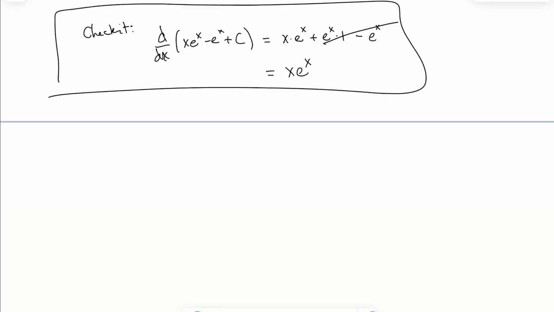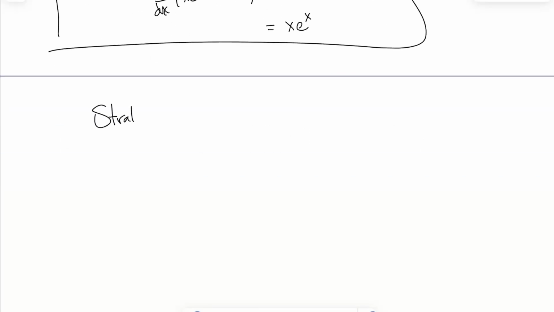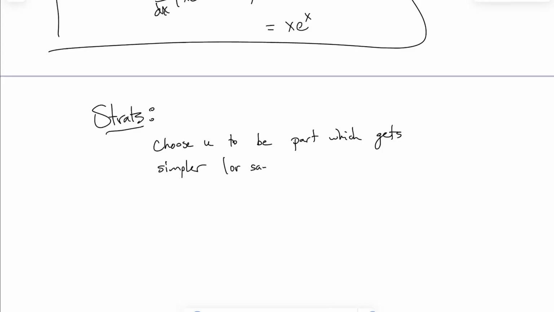So the general strategy here is, here's the strats, as the kids on Twitch say. The strats is choose u to be a part which gets simpler, or I'll say, or the same, when taking the derivative. That's why I chose x to be the u. That's because the derivative of x is 1, which is even simpler than just x.